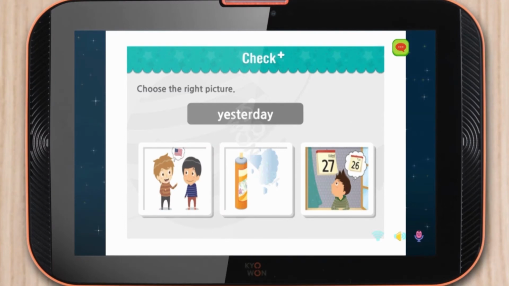And this is where we're checking the questions that the students solved in the main lesson.